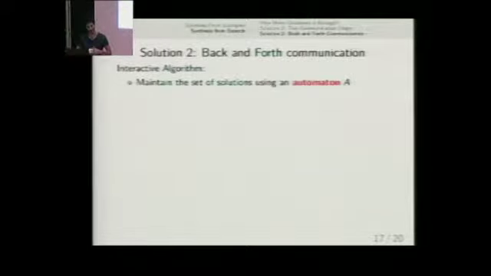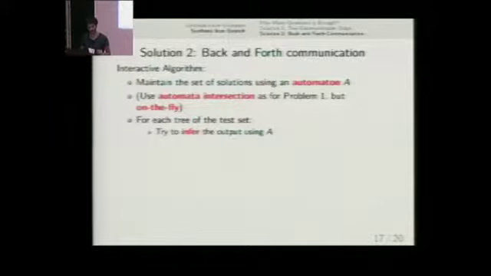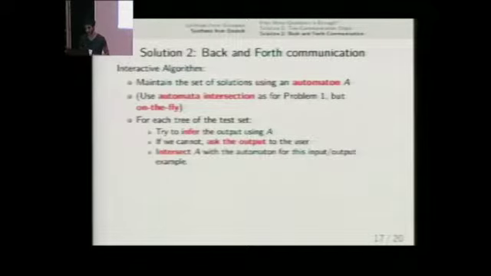So the intersection of automata that I talked about, instead of computing it once at the end, we will compute it on the fly, and we will maintain this automaton representing the set of all solutions along the way. Then for each tree of the test set, we will try to infer the output based on the automaton that we have so far. And if we cannot infer it, that's okay. We will ask the output to the user. And then we will add this new information from the answer of the user to the automaton by doing an intersection.